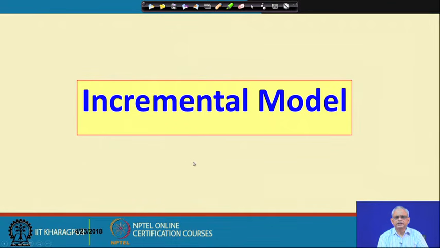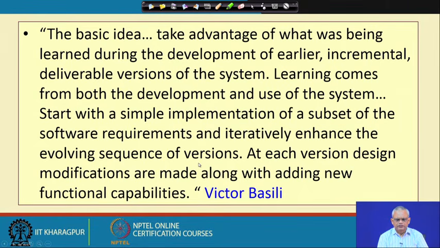Let us look at the incremental model. In the incremental model, we develop an increment and then we learn by developing one increment and then the next increment, and we have the increment installed at the client place. Then we take the feedback and in the next increment we accommodate it, and this is an iterative enhancement of the versions. So, let me just read it.